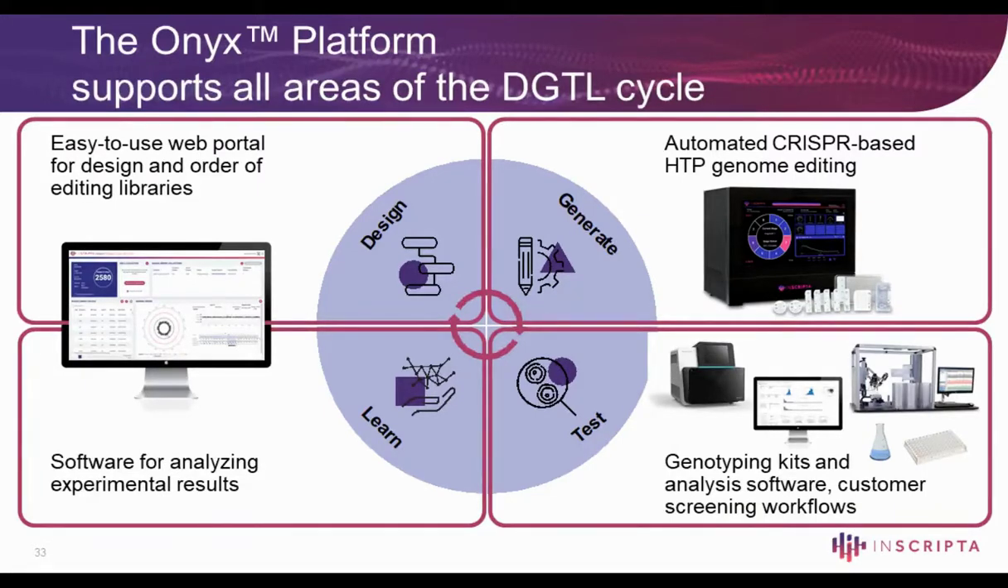population after phenotyping. Once phenotyped, it's possible to track back any barcode sequencing to the genome level and upload this data into our online Inscripta Resolver software, which will help you analyze experimental results and thus guide you for the next round of the DGTL cycle.